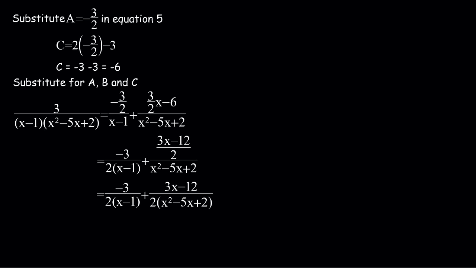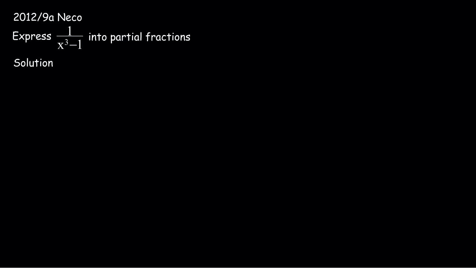Now rearranging our answer by bringing the negative part afterwards, it becomes 3s minus 12 divided by 2 in bracket s squared minus 5s plus 2, minus 3 divided by 2 in bracket s minus 1. Our next question is from NECO 2012.